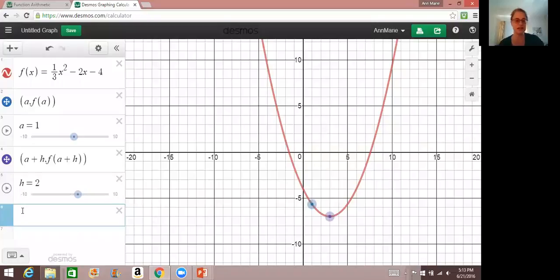What happens is when I do this difference quotient, I'm actually finding the slope of the line that would go between those 2 points. So give me a sec to come up with that equation.